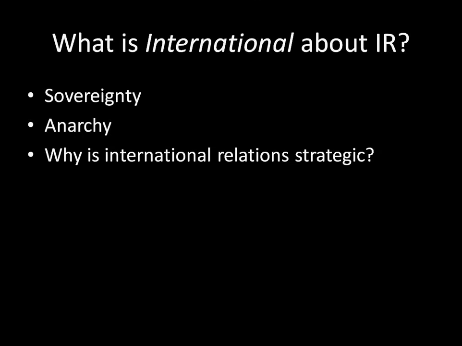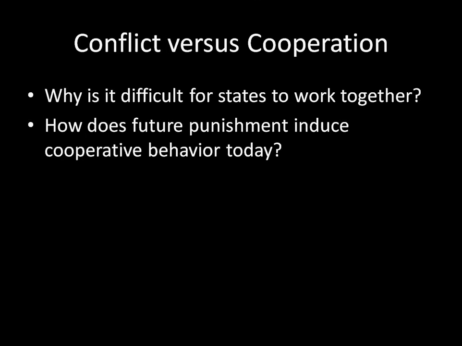Then we're going to move on to big, broad questions about conflict versus cooperation, and why is it so difficult for states to work together, given the framework that we live in international relations, and this state of anarchy, as we'll call it, and you'll see what that means shortly. And we're also going to see how future punishment induces cooperative behavior today. This relates directly to the concept of the prisoner's dilemma and repeated prisoner's dilemmas, and we'll see that in action.